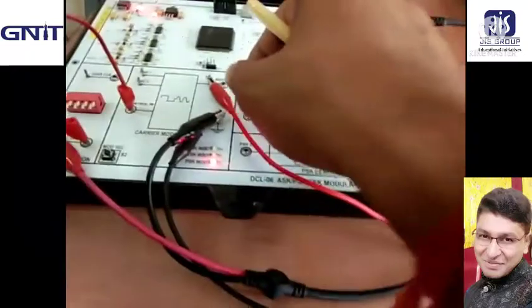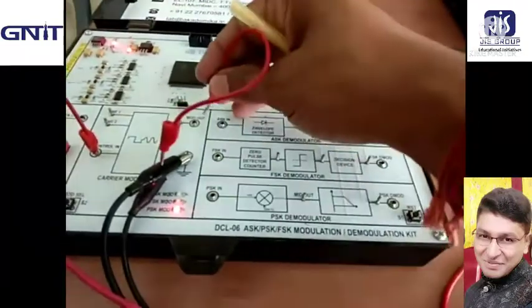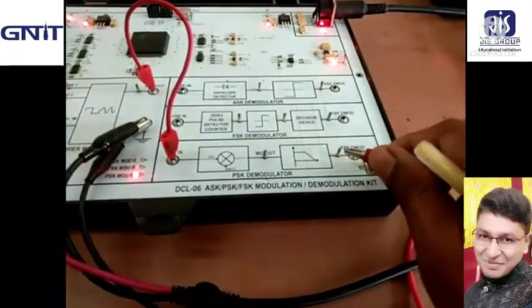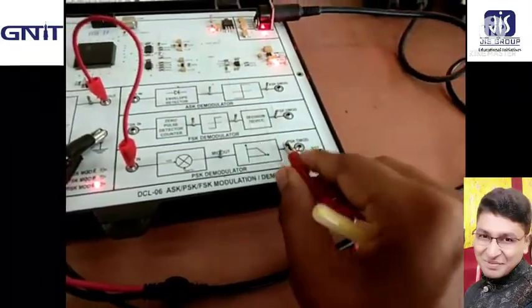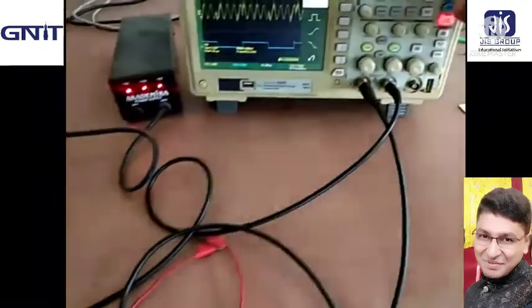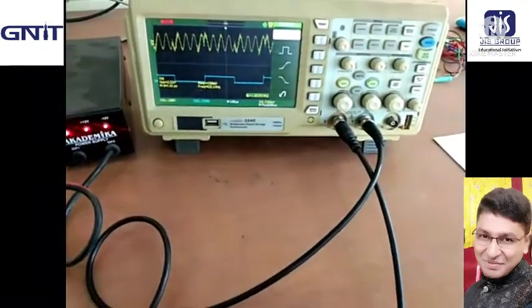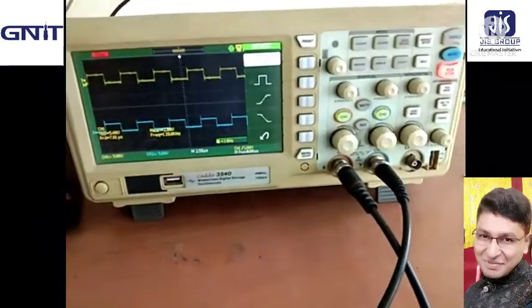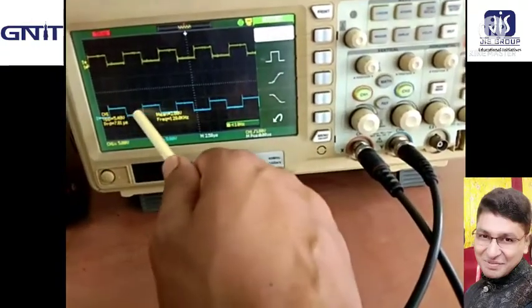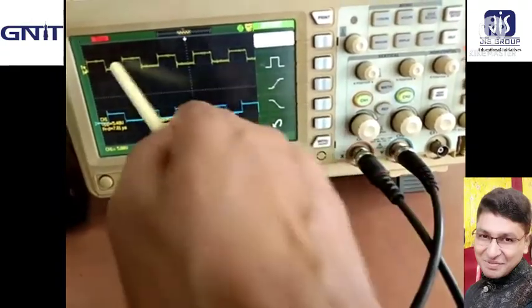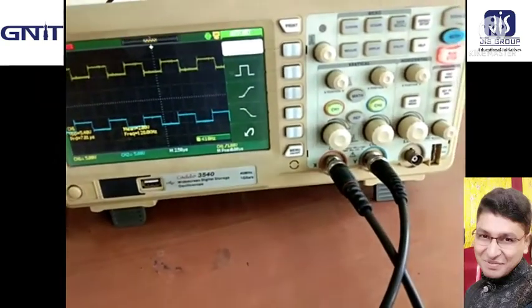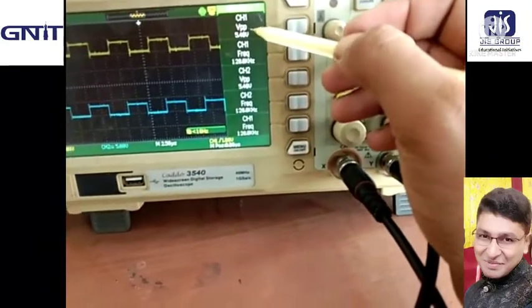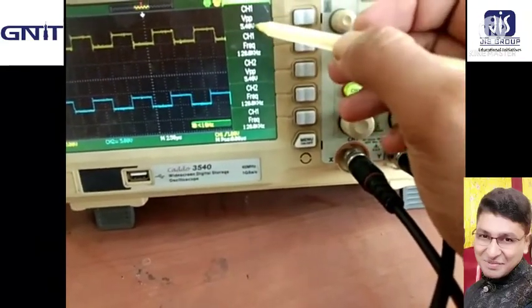Now measure the demodulated output. Connect the PSK output to PSK in, and the DSO red cable is connected to the demodulated output, and press auto. This is our input and output result. Blue color is the input and yellow color is the output, the demodulated waveform. Press measure. Channel 1 is output and channel 2 is input.